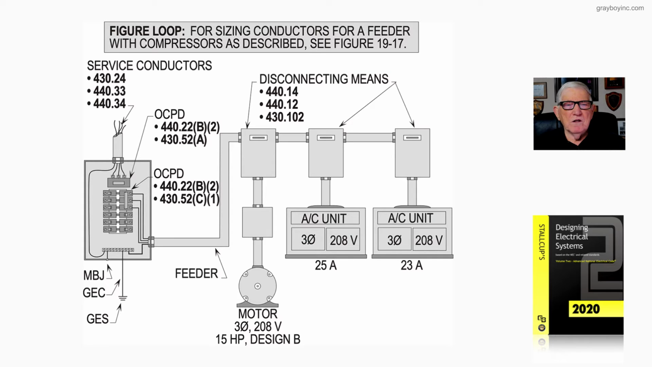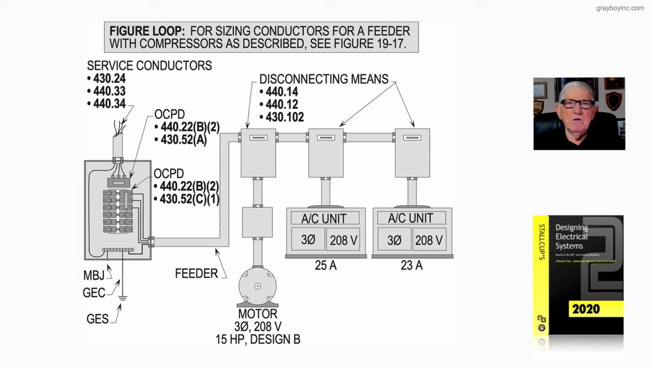But now notice the overcurrent protection in the panel board. Notice 440.22(B)(2) and 430.52(C)(1). Now we have a motor involved here, and it's the largest, not any one of the air conditioner units. It's the motor that is the largest. So we have to go to our table 430.52 and select the percentage of an overcurrent device at 250% in the last column.